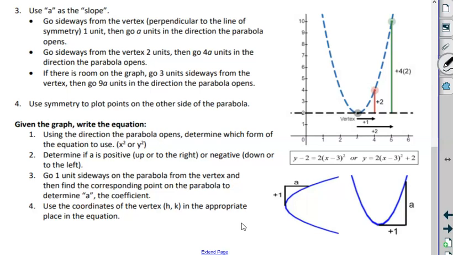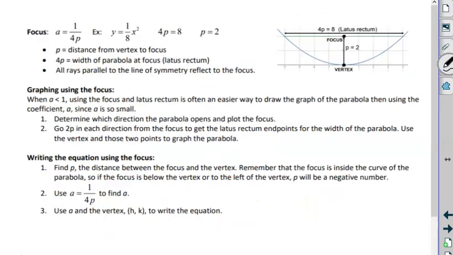the parabola. Now, on the second page of the Parabola Summary handout, we talk about what if a is a really small number? In this case, a is 1/8. So it would be kind of difficult to go over 1 and up 1 and figure out what value that is, and also hard to plot because 1/8 is a really small number. So when we have a really small value for a, we're going to look at the fact that a is 1/(4p), where p is the distance from the vertex to the focus.